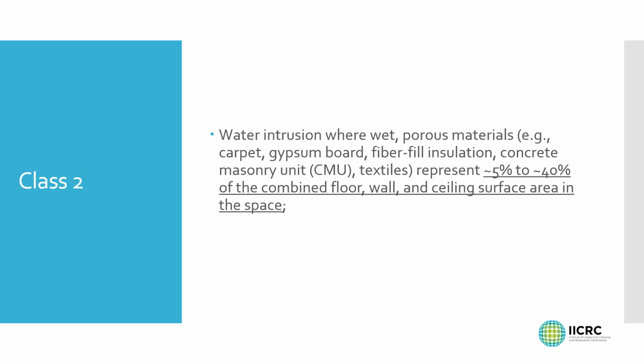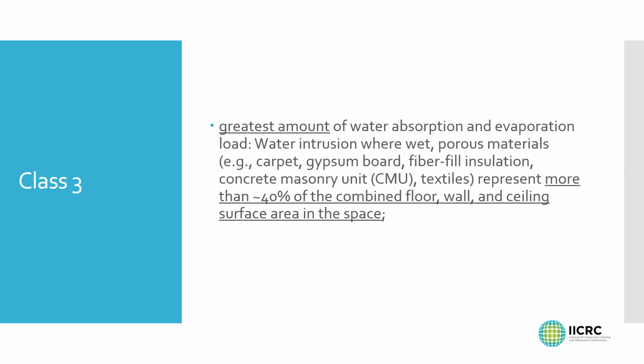And then as we go to a class 3, this is where we're going to have the greatest amount of water absorption and what we call evaporation load, which means it's going to take more equipment, especially on the dehumidification side, to dry than a class 2 or 1. And here you're going to see the magic number is greater than 40% of the combined floor, wall, and ceiling surface area. So classes, and I just had a claim I was looking at for an insurance company this last week. Somebody was still quoting the old standard saying, well, we're wicked 18 inches up the wall, so this is a class X. Well, you know what?